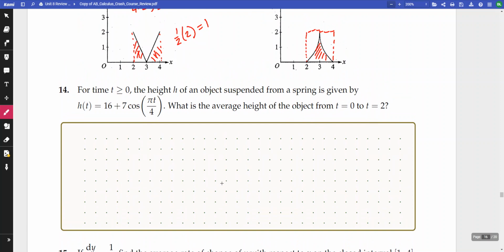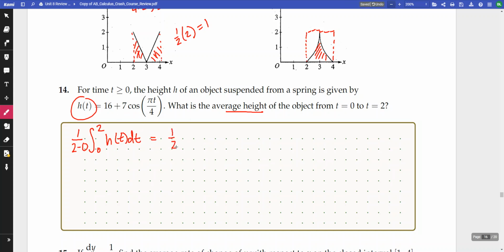So, height of an object, what is the average height? Let's go ahead. We'll have on the interval from 0 to 2, 1 over 2 minus 0, integral from 0 to 2, because average height, given height, of h of t dt. All right, and I'm not going to rewrite h of t because I don't need to. I can look at it here.